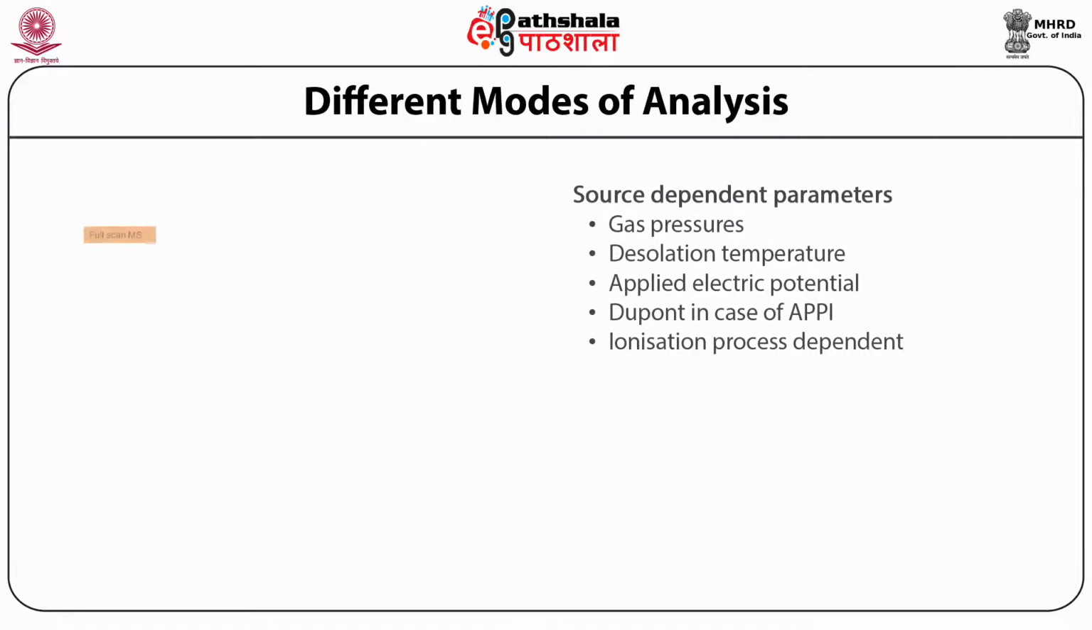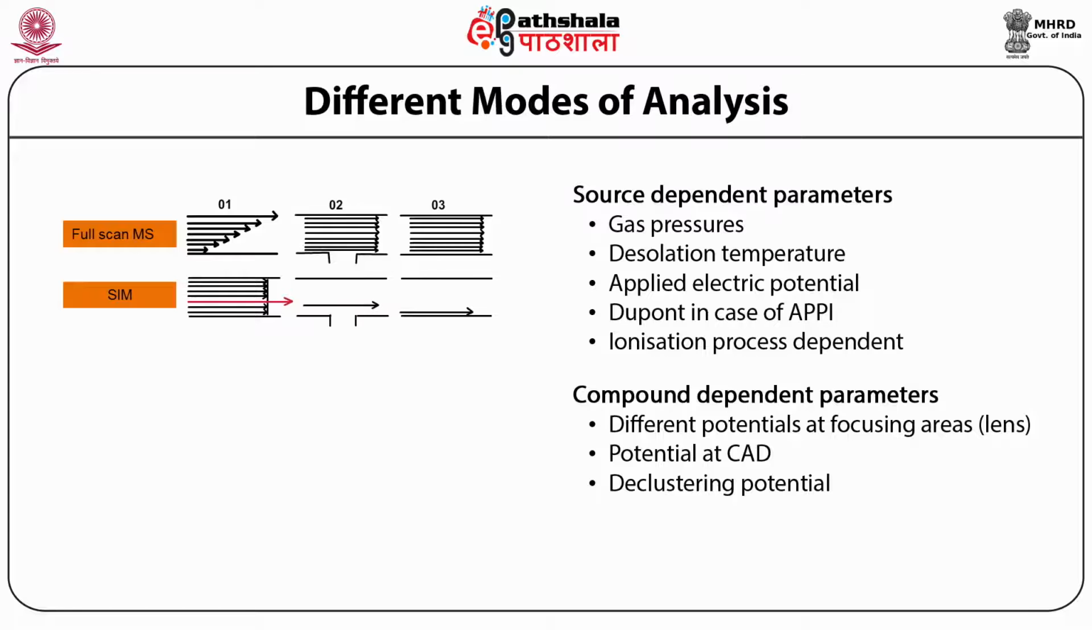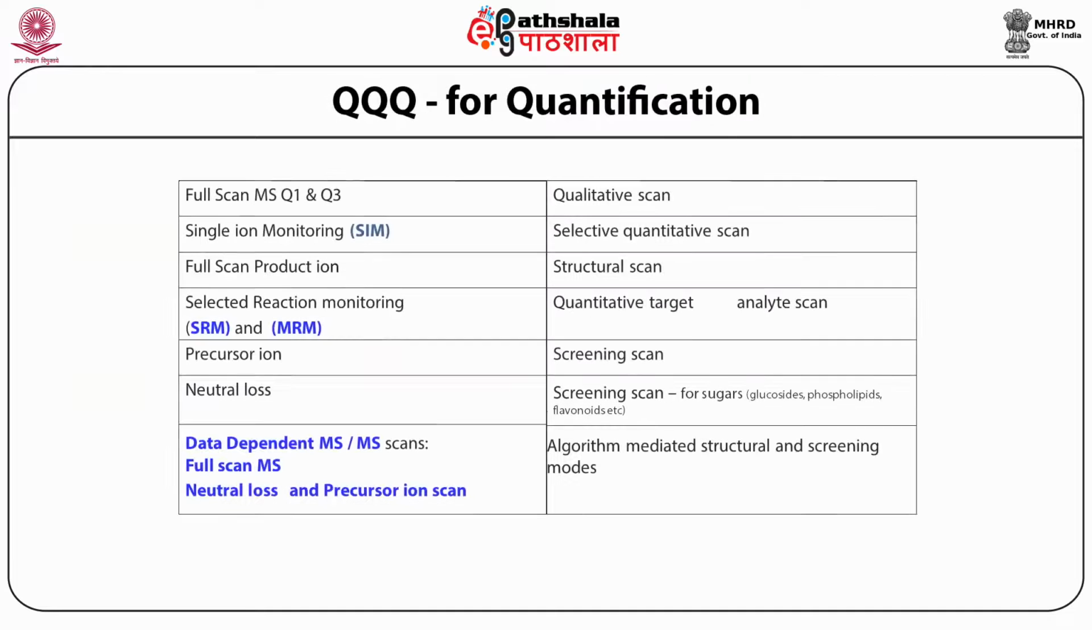There are several source dependent parameters and compound dependent parameters. Although these parameters differ between one instrument and another, by and large almost all the instruments go through the same process in triple quadrupole mass spectrometry for quantification, and there are different modes, as I told you, for which they are used. I'm just trying to tell you in brief.